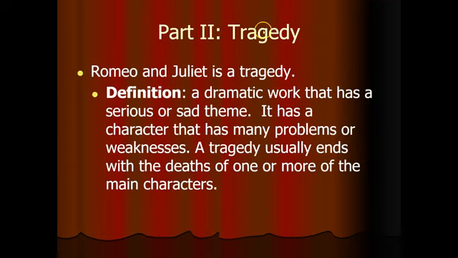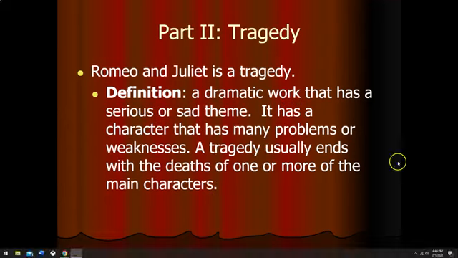So, this is part 2, tragedy. So Romeo and Juliet is a tragedy. The definition of a tragedy is a dramatic work that has a serious or sad theme. It has a character that has many problems or weaknesses. A tragedy usually ends with the deaths of one or more of the main characters.